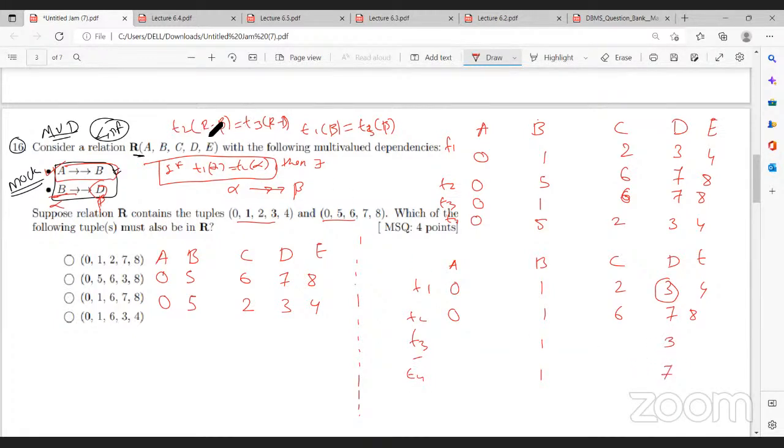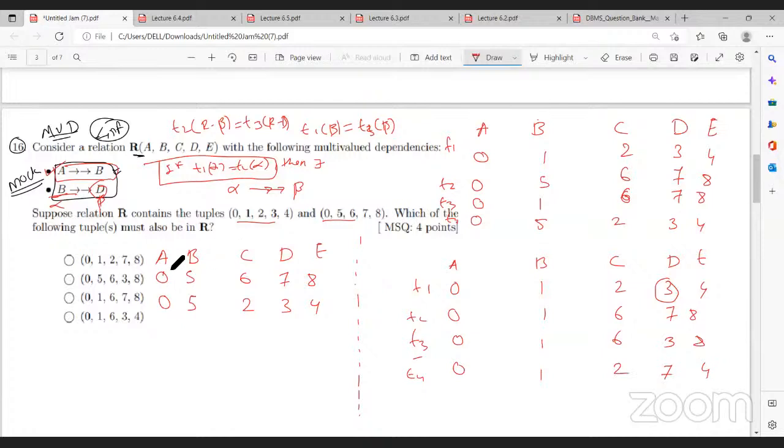So now the other condition is T2 R minus beta equals T3 R minus beta. So T2, 0, right? 1, 6, 8. 0, 1, 6, and this one is 8. And here will be 0, 2, 4, right?